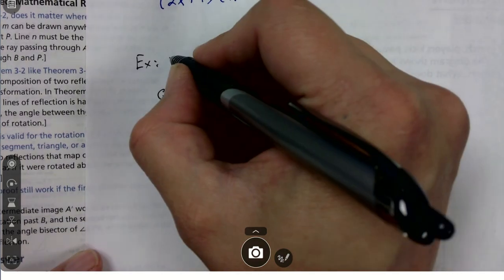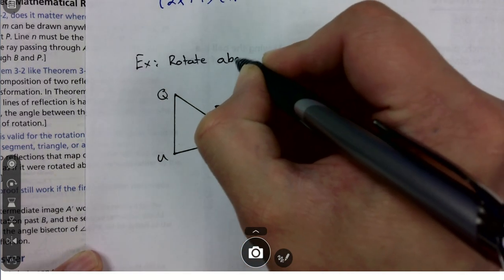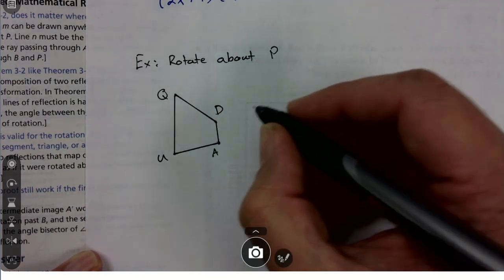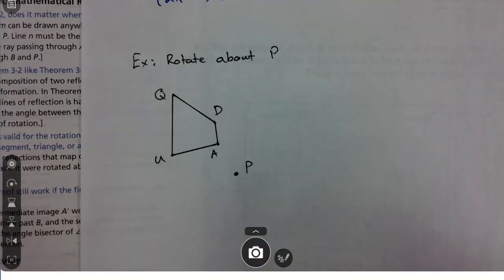Now, I'm going to rotate this thing about some point. So I'll just go ahead and say rotate about, let's say it's point P. And I don't know where point P lives, but let's say it's right, I don't know, down here. Here's point P, somewhere down here.